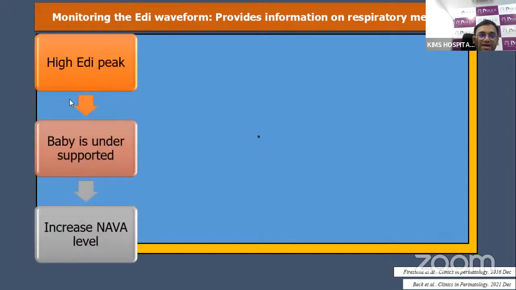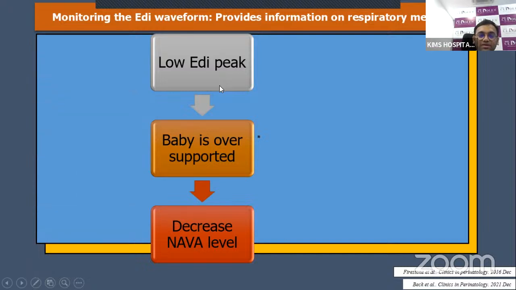If your EDA peak is high, which means the baby is not adequately supported, you are providing underventilation. The baby's brain wants to take on more of the work of breathing. In order to increase the support, we need to increase the NAVA level. If you have a very low EDA peak, that means you are providing more support from the ventilator. The baby is over-supported, so the brain is not producing a high EDA peak. So we need to decrease the support and decrease the NAVA level.